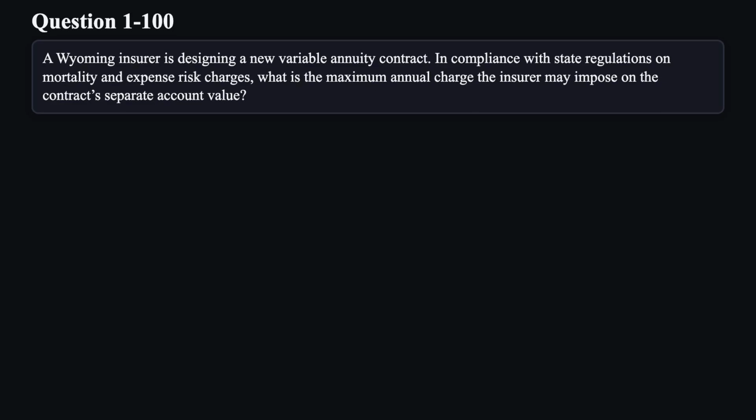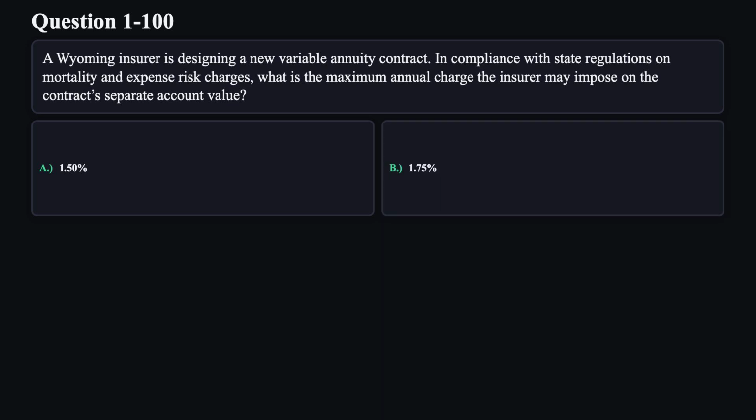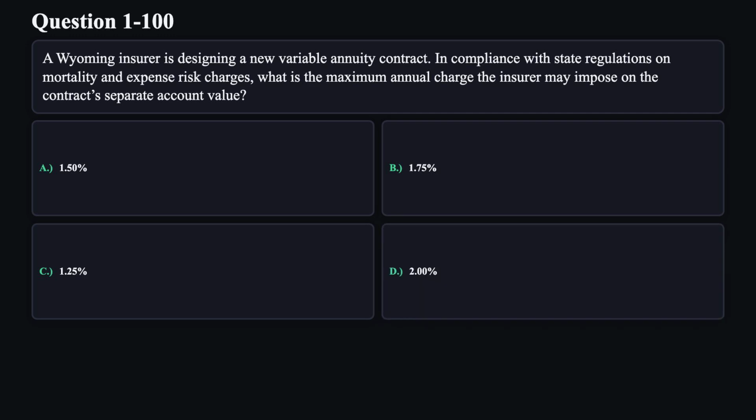Question 100. A Wyoming insurer is designing a new variable annuity contract. In compliance with state regulations on mortality and expense risk charges, what is the maximum annual charge the insurer may impose on the contract's separate account value? A. 1.50%. B. 1.75%. C. 1.25%. D. 2.0%.